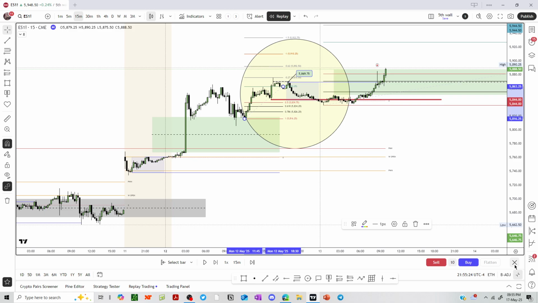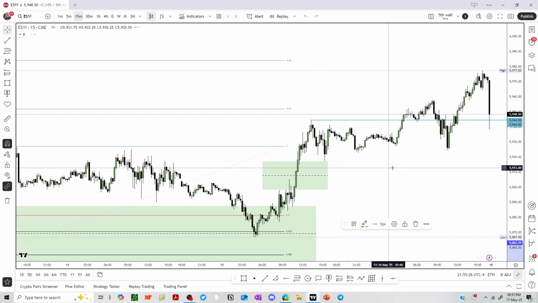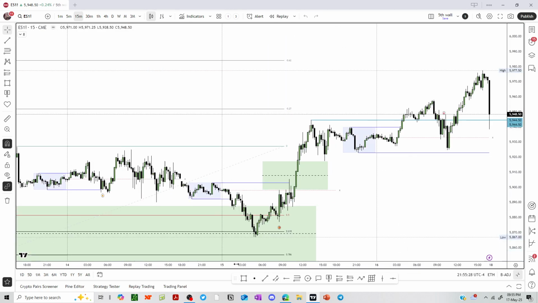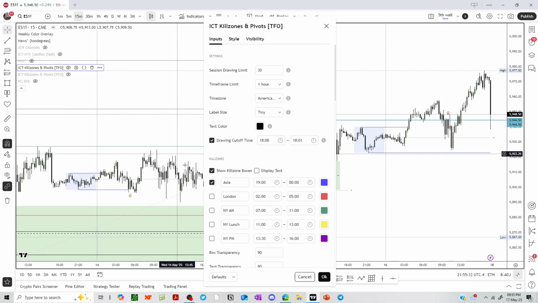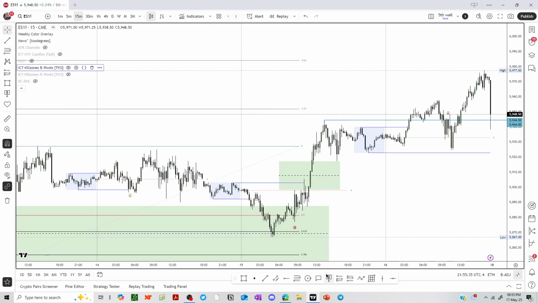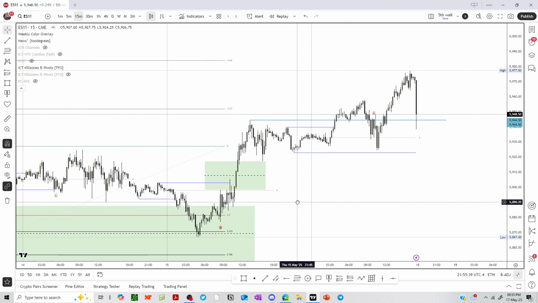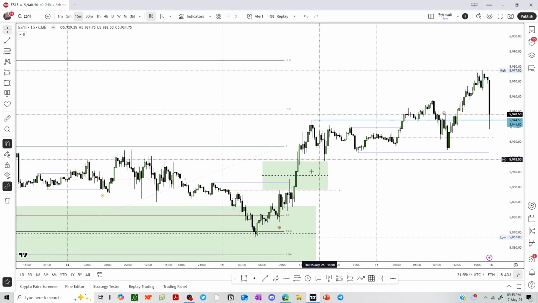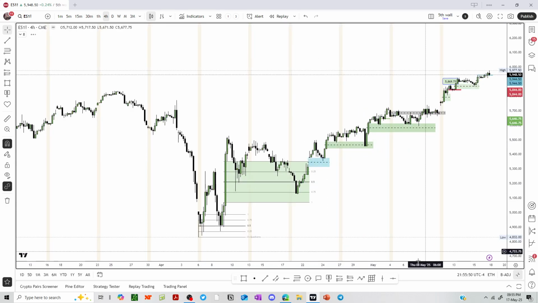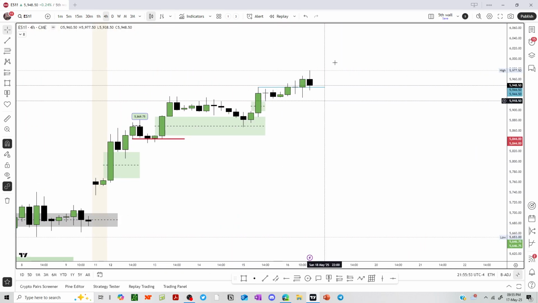Let's see. All right, so that was a random feature. All right, so these are 4-hour levels. Surprised I don't have a 4-hour level for today. So let's see what we can do for Friday. And we have this order block.